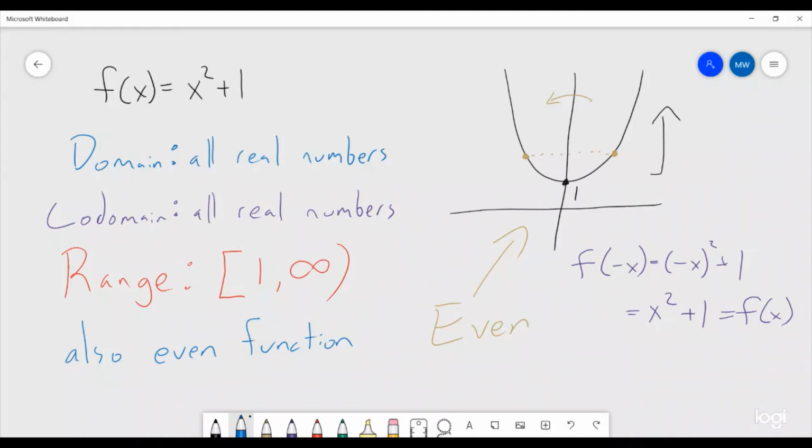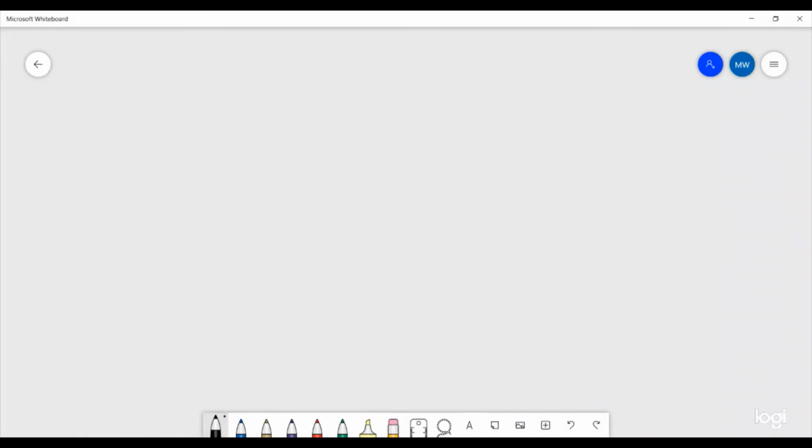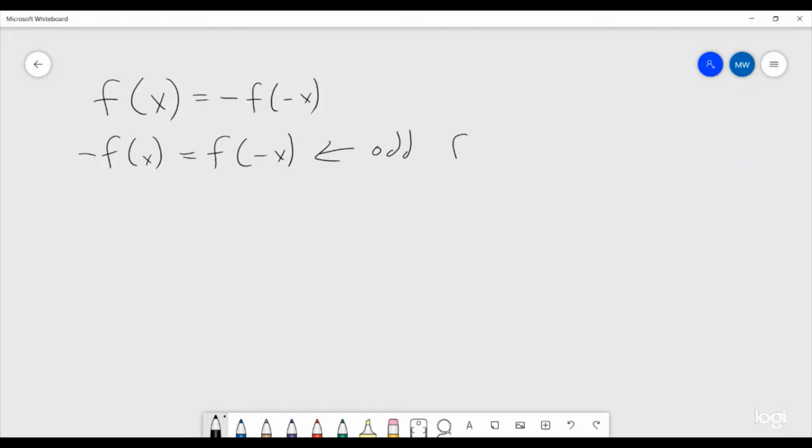So let's see if we can come up with an odd function. Let's say that we want f of x to be equal to negative f of negative x. Another way of writing this is that negative f of x is equal to f of negative x. This is going to be our description for an odd function. An example of an odd function would be f of x is equal to x cubed minus 7x plus 1 over x. This is an odd function.